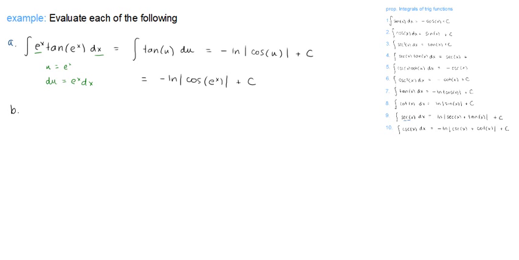For question B, I'm going to ask you to try to evaluate the integral of secant to the power of 7 of x times tangent of x. So at this point, please pause the video and try to solve this on your own based on the antiderivatives that we have already found in this class.